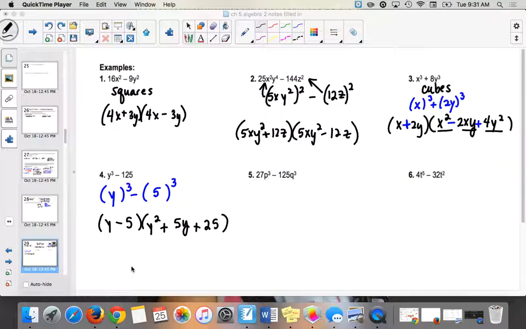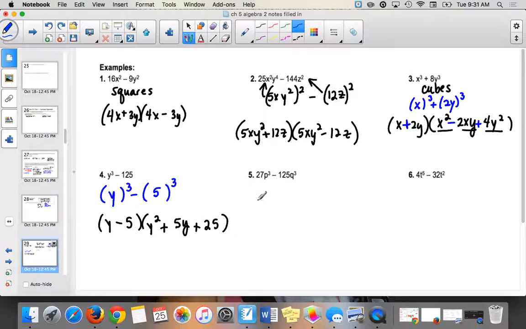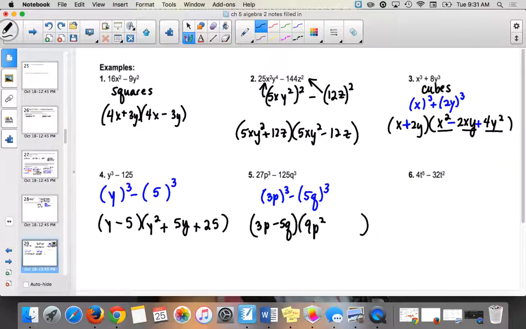All right, so you should have recognized that 3p was being cubed, and then 5q was being cubed. When you do your binomial and trinomial, you should get 3p minus 5q. You should square the first one and get 9p squared. Did you all have that? The last one should be 25q squared. But what about in the middle?